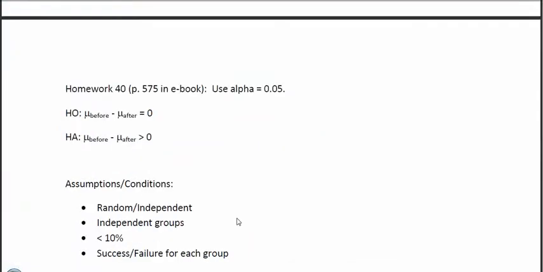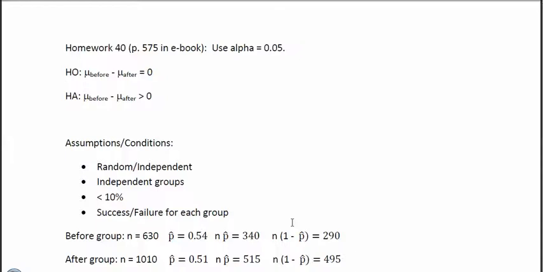And assumptions and conditions. Random, independent, it said they were random polls, so we should be okay. Independent should be fine. The two groups are independent. We're going to assume that they use a different group of people to survey the second time around. 500 to 1,000 should be less than 10%. And we need to check the success failure for each group.